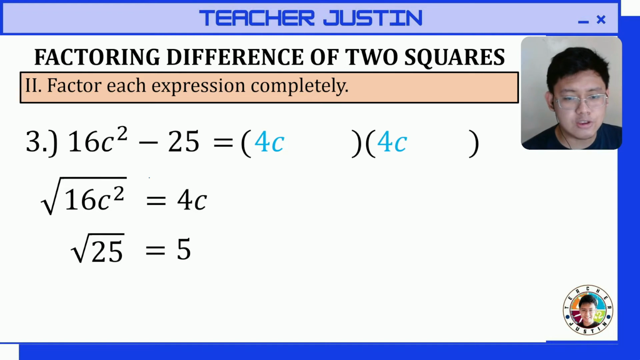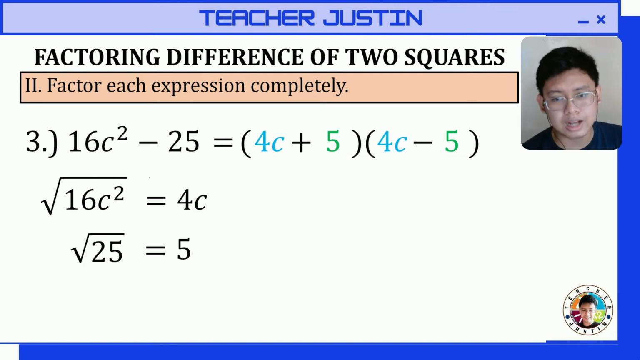So, lagay natin yung 5 sa bawat last term ng group natin. So, we have 5 in our first group and another 5 din sa second group. Then, the operation between 4c and 5c will be different. Isang addition at isang subtraction.